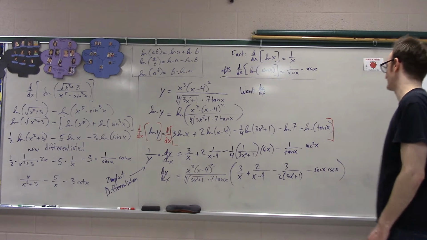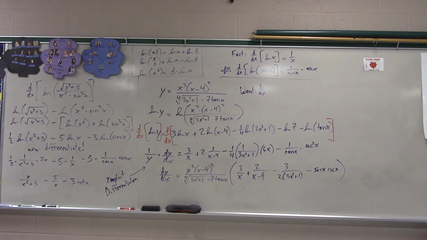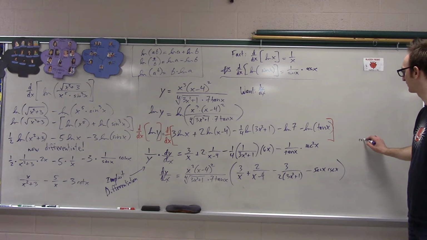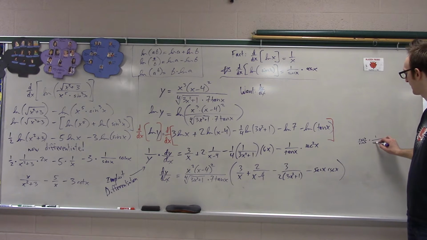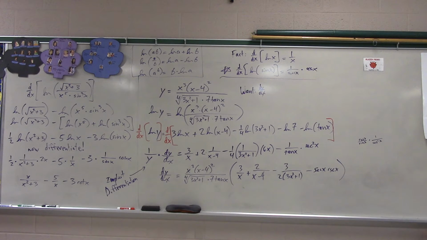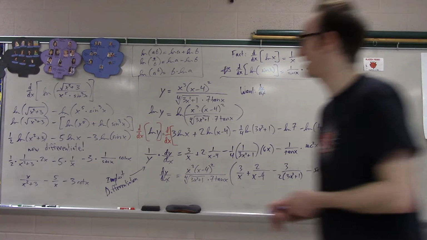Alright, that might be right, or it might be wrong. Hold on. Embarrassing math teacher moment. Yeah, 1 over sine cosine. Yep, 1 over secant cosecant. Okay. Beautiful. Hopefully you understand that.